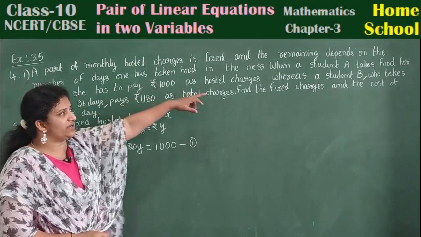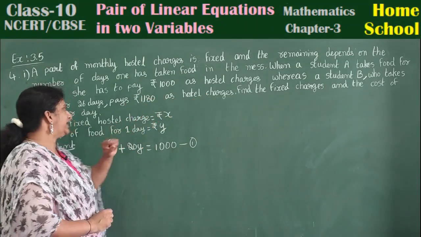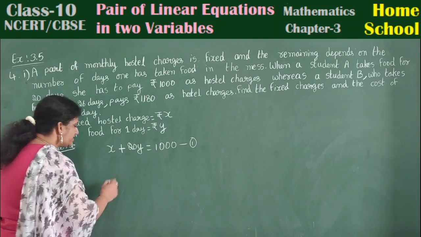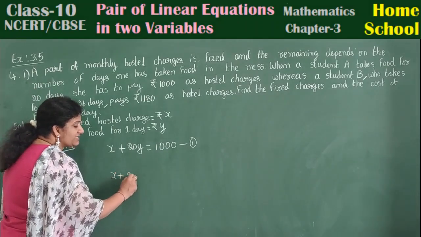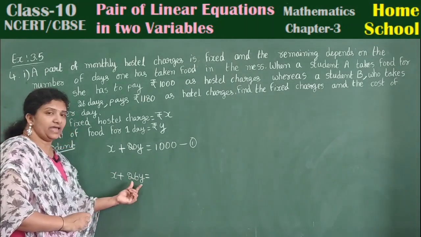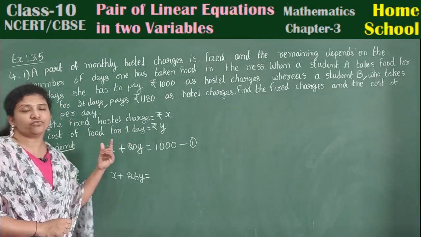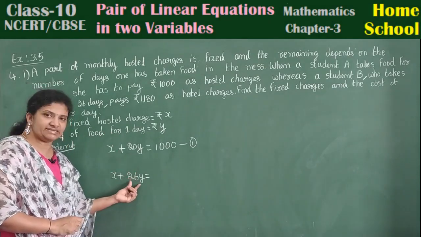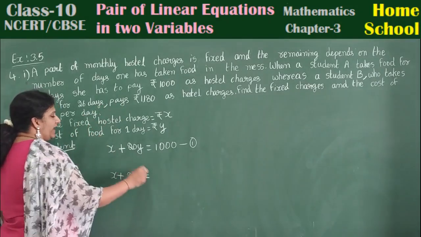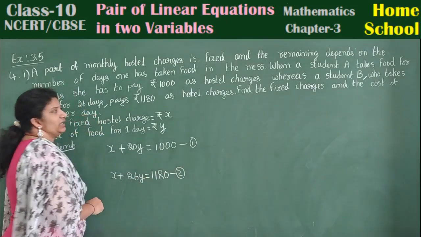Second equation. Look here. Let's start reading from there. Whereas a student B who takes food for 26 days. I think you got the equation, right? What is that equation? x plus 26 days, 26 into y. x is the fixed hostel charge and y is the everyday mess charge. What is the cost of food for 1 day? 26 days had means 26 into y. Pays rupees 1,180. That is equal to 1,180. Mark this as the second equation.